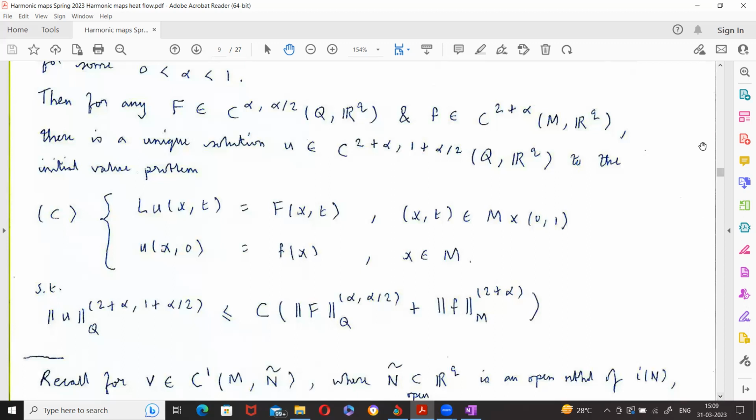So essentially what it's saying is that for linear parabolic PDEs, vector valued linear parabolic PDEs with Holder coefficients, we get a unique Holder solution. All right. That's what it's saying. I mean, a unique solution in the appropriate Holder space.